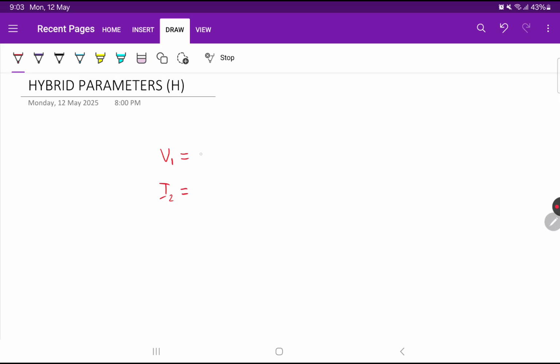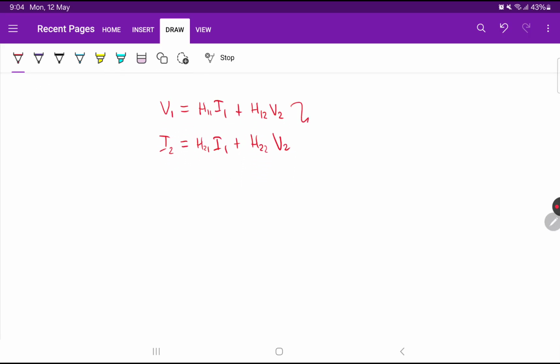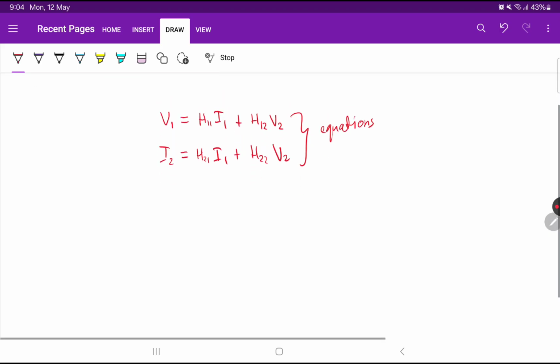So V1 will be equal to a certain parameter called H11, multiplied by I1, plus a certain parameter H12 multiplied by V2. Then I2 equals H21 I1 plus H22 V2. So these are the equations that we'll be using to represent this hybrid parameter.